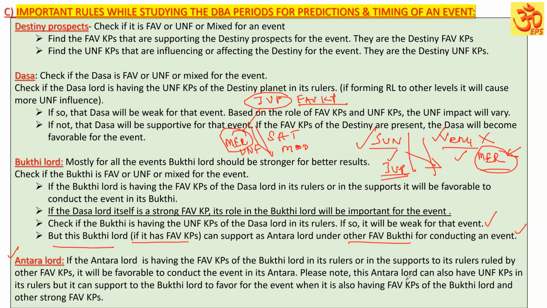Please note, this Antara Lord can also have some unfavorable key planets in its rulers, but it can support the Bhukti Lord to favor the event when it is also having favorable key planets of the Bhukti Lord and other strong favorable key planets. That is what I was explaining, the same point in a different manner. This is also the same thing.